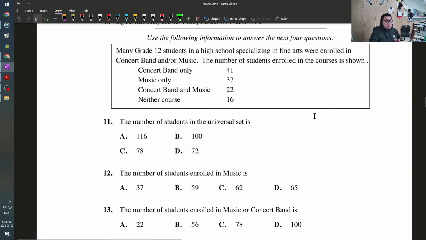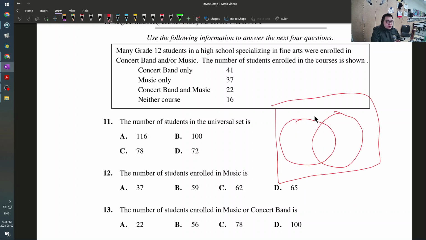Use the following information to answer the next four questions. Many of the grade 12 students in a high school specializing in fine arts are enrolled in concert band and or music. Numbers of students enrolled in the courses are shown right here. Okay, I'm not reading all that. So let's draw a Venn diagram because that's typically how you solve these questions. Okay, so this is concert band, music. Concert band only, 41. Music only, 37. Concert band and music, 22. Neither course, 16. So we're going to add everything up.